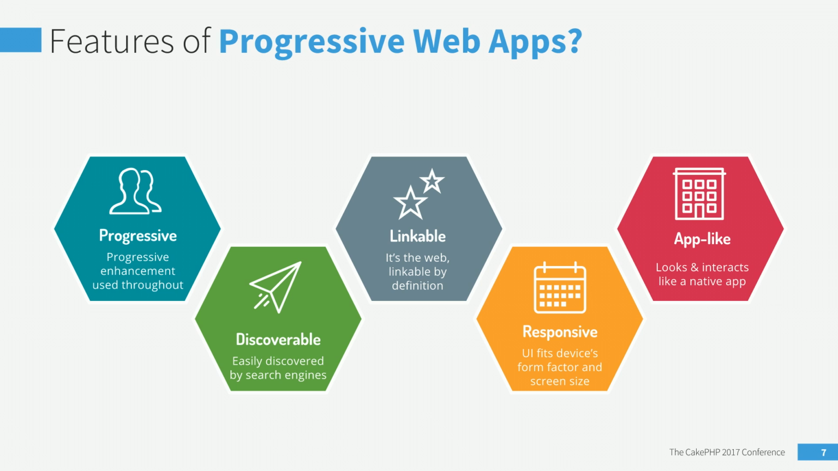All right. Okay. Let's look at the features of a progressive web app. What makes a web app progressive? Let's start from the first. One, progressive enhancement used throughout. Two, it is discoverable. So when you're ranking with search engines, Google especially, I'm not going to talk about Bing, just Google. If you use Bing, awesome. But let's talk about Google.